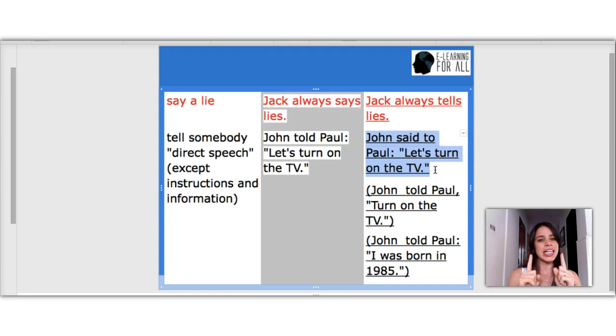Except, there is an exception to this rule, when you're giving instructions or information. Yes, when you're giving instructions on how to do something or you're informing something. Okay? For example, John told Paul, turn on the TV. He's giving instructions. He's telling him what to do. John told Paul, turn off the light. Yes? Can you understand that?